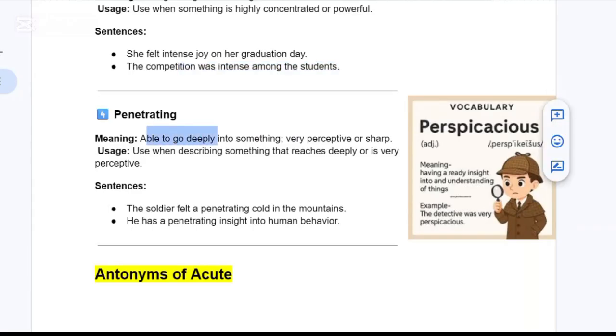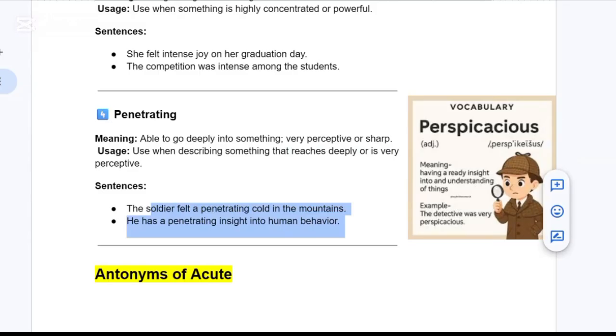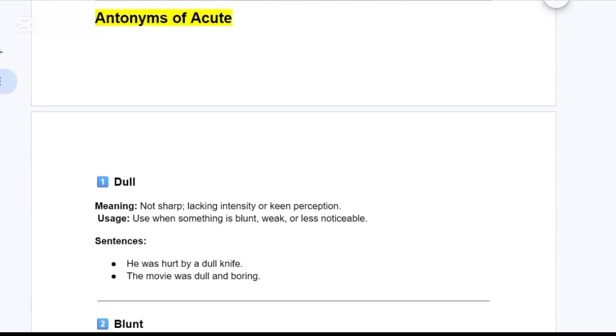Penetrating: able to go deeply into something, very perceptive or very sharp. Used when describing something that reaches deeply or is very perceptive, meaning you can perceive it. The soldier felt penetrating cold in the mountains. He has penetrating insight into human behavior, meaning he can perceive human behavior very well.